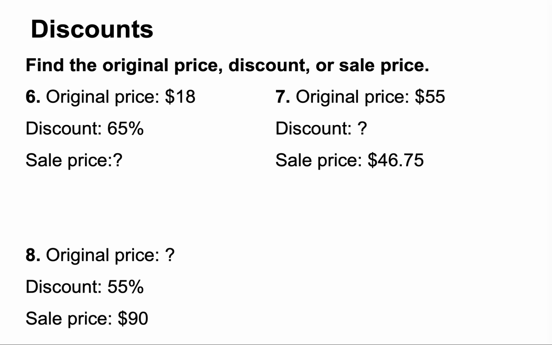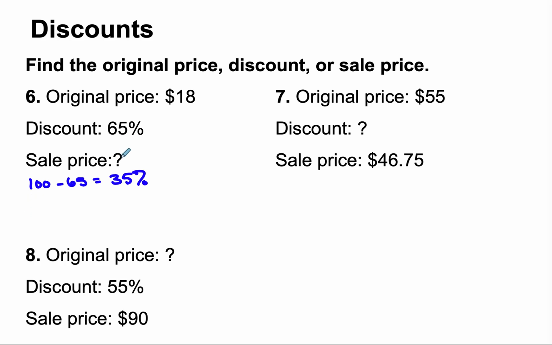All right, let's go ahead and check our answers. So discount means subtract. We're going to start by subtracting with our percents. 100 minus 65 is 35%. 35% is the percent we're going to use in our equation or a proportion. I'll do a proportion. Actually, no, I'll do an equation first on this one.